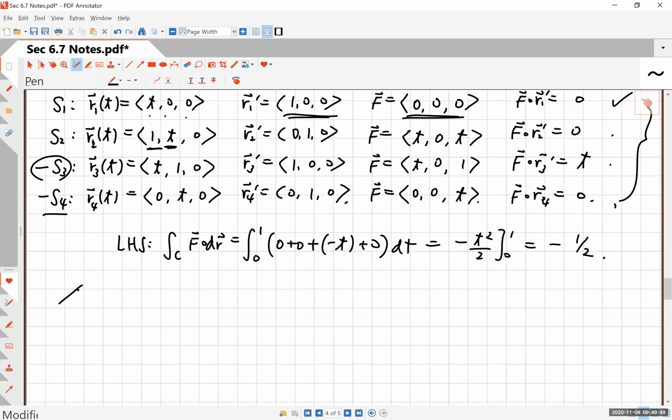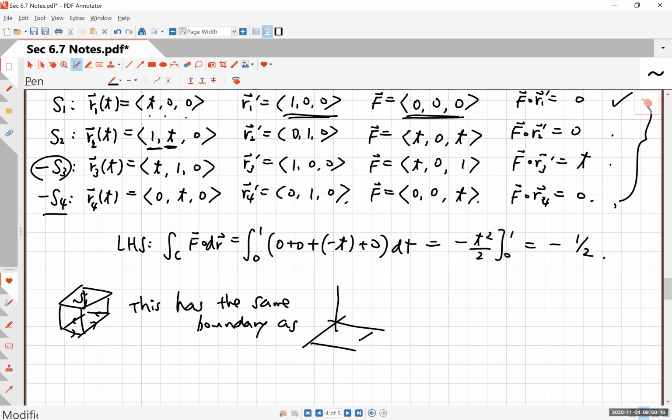All right, now the right-hand side. Now remember, S is like this, and then the boundary curve is this. Let's call this S1. This has the same boundary as, remember, this is a technique I used earlier in the previous section. You can flatten this box, just like you flatten the UPS box after you take out what's inside. What's S2?